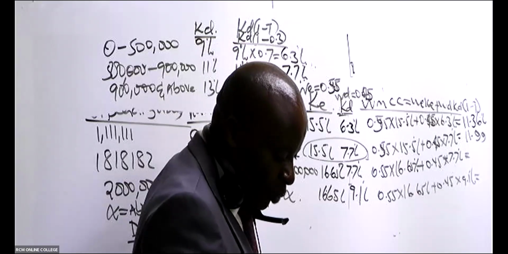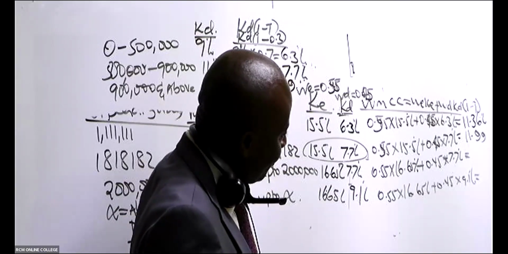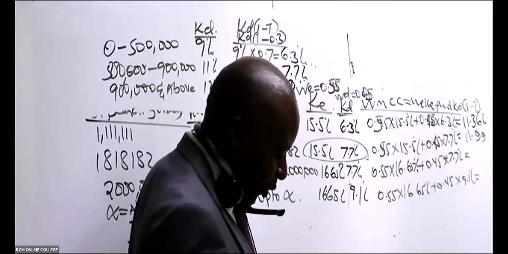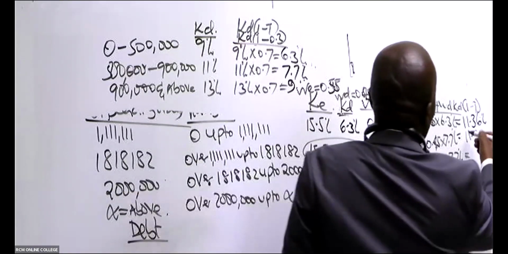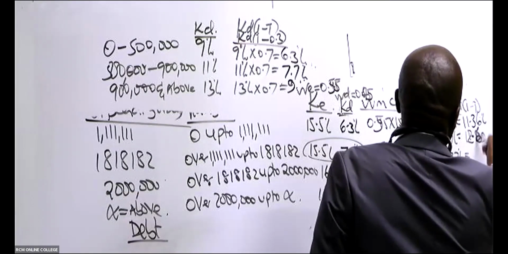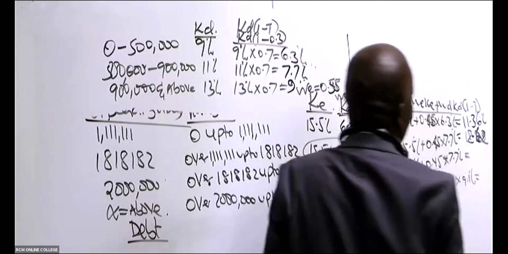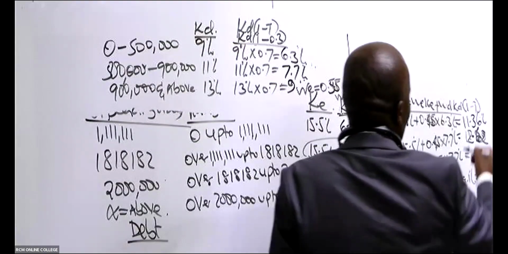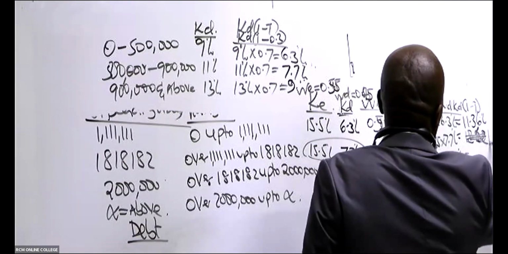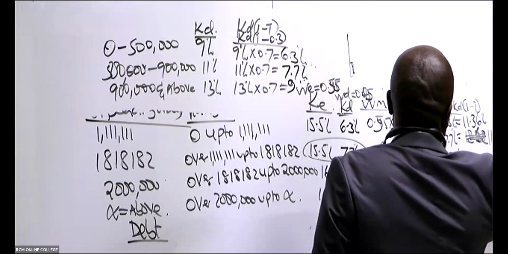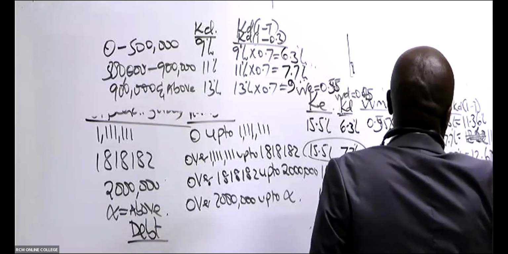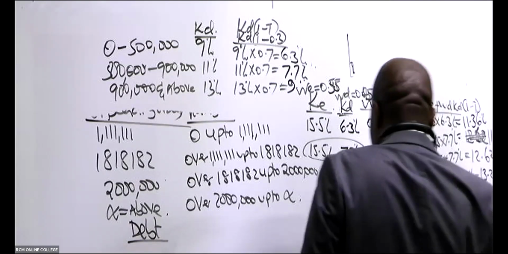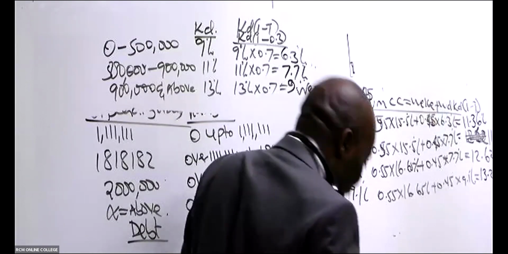So the next one is supposed to be 13 point, no. The second one is supposed to be 12.62. And then the third one is supposed to be 12.99, and then 12.62. And then lastly, 13.25. Thank you so much. So that is the answer.